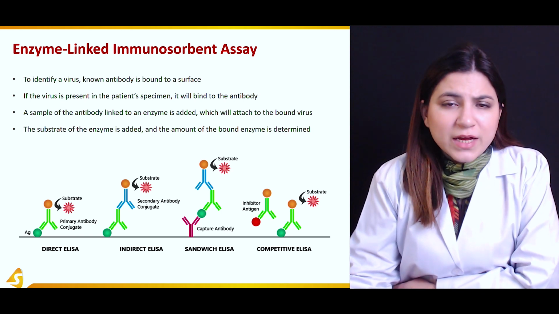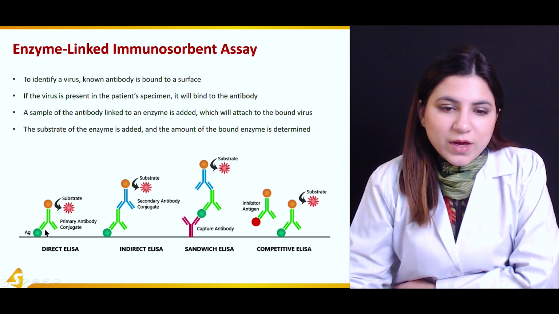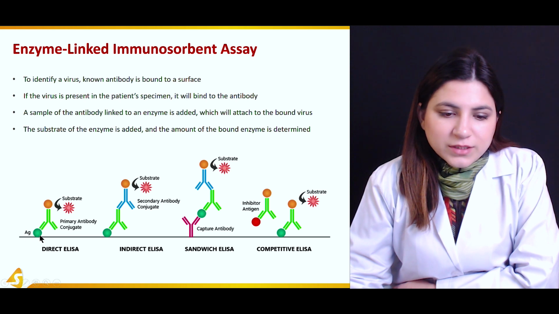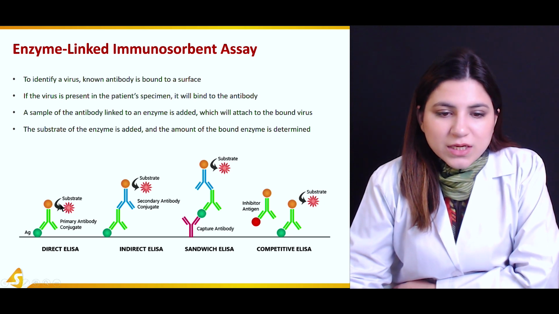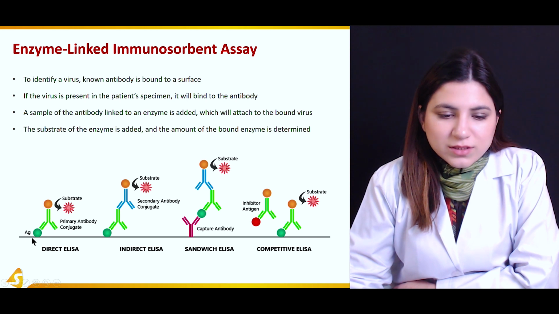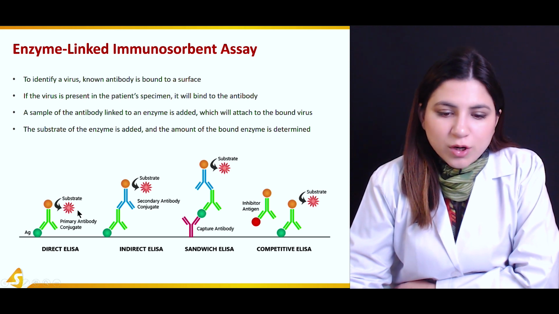There are different types of ELISAs that are currently performed. The first one is the direct ELISA. You can see that we have an antigen and an antibody, and then we add an enzyme and a substrate to that. And that enzyme, basically, if the antigen and antibodies are bound, that is, the antibody is bound to the virus, this sample of antibody can be linked to an enzyme. And then if we add the substrate, then the amount of bound enzyme can be determined by the conversion of the substrate into a product.